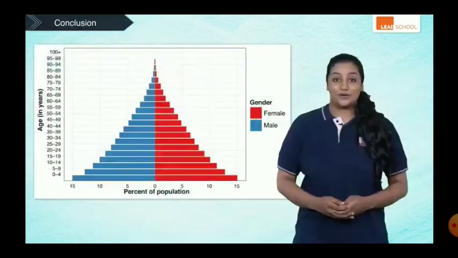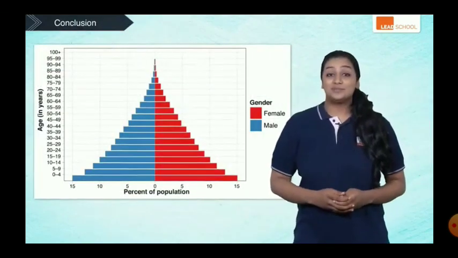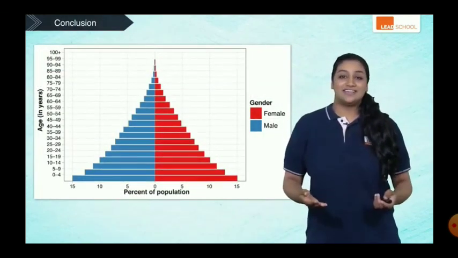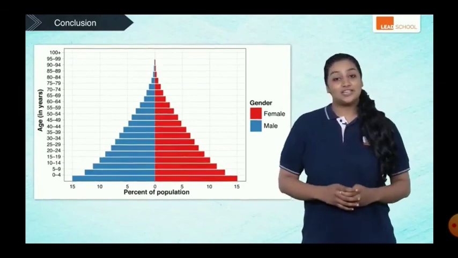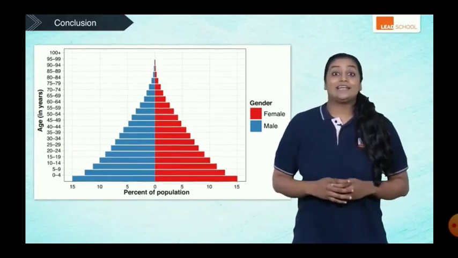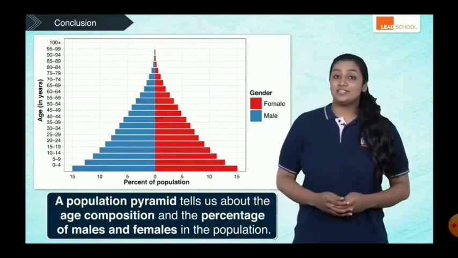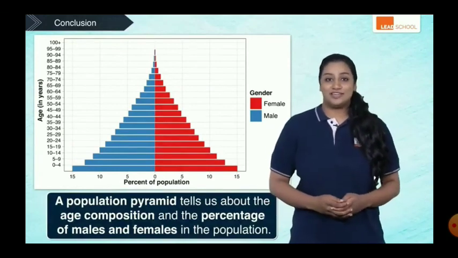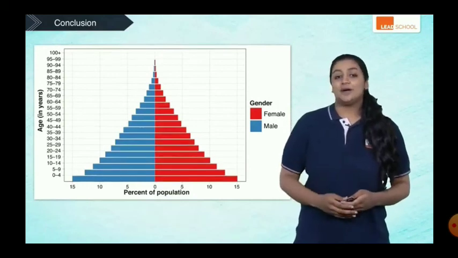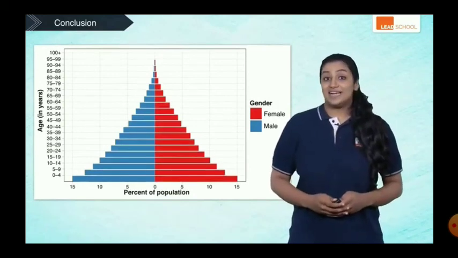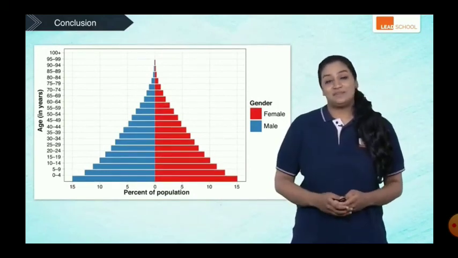So, we saw how population pyramids make it much easier to understand the population composition of a place. It also tells us about the age composition and the percentage of males and females in the population. As we learn more about these pyramids, we will understand how to interpret them even better.